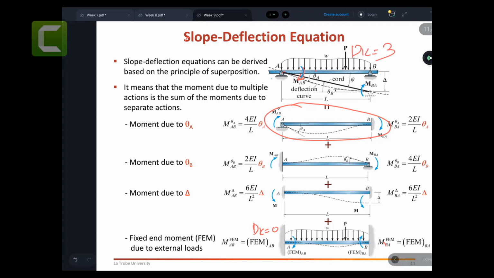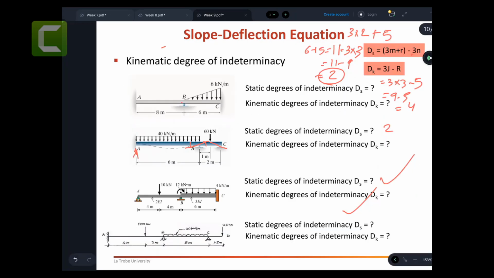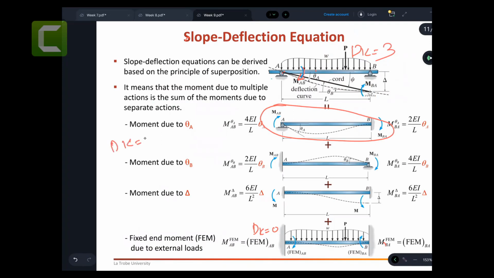Now, can you please tell me the kinematic degree of indeterminacy for these ones? And by the way, the equation for kinematic degree of indeterminacy is 3j minus r. You tell me dk equal to 0 here, and I'll explain the story as well. Now, for that second one, that is theta A. That one is saying that theta A is allowed. So total 3 degrees of freedom. So dk, kinematic degree of indeterminacy, is 1 here, which is the theta A.